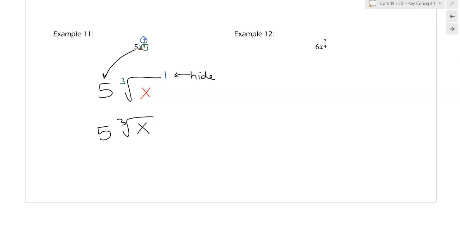One thing I'm going to say is be very careful that this index, this root, is written small. So it's very clear if it's a coefficient, the number out in front, or if it's the index, the number in that little corner. So be careful with those. All right, go ahead and try example 12.